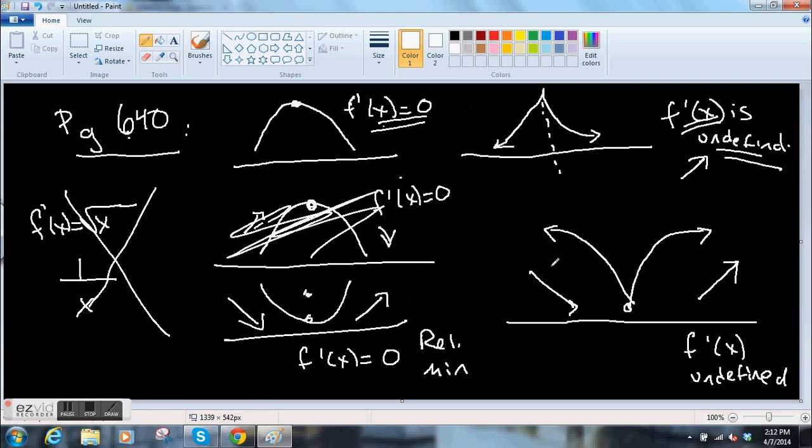So with that said, do check out page 640, kind of study that picture for a second, and then work on your homework. Good job, guys!